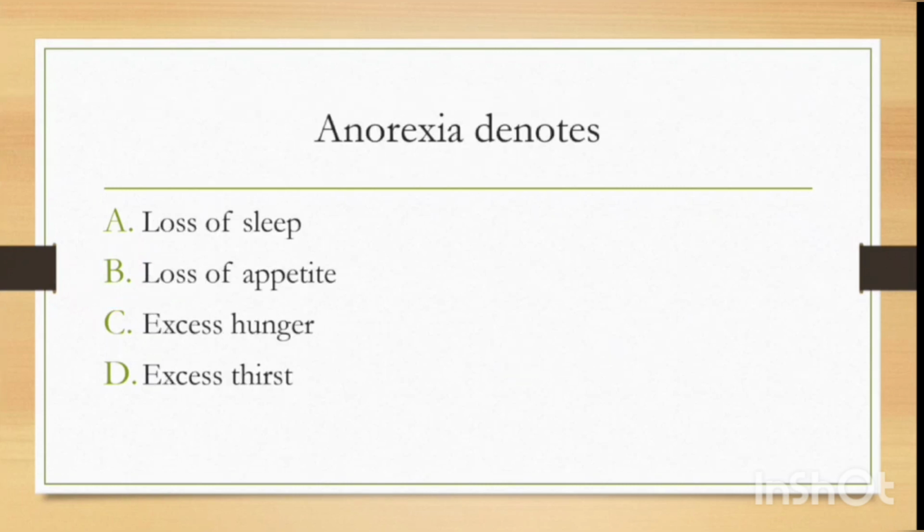and all that. Now anorexia denotes the loss of appetite, but we should also know what is the loss of sleep, insomnia. What is the excess hunger? Polyphagia. Excess thirst? Polydipsia.